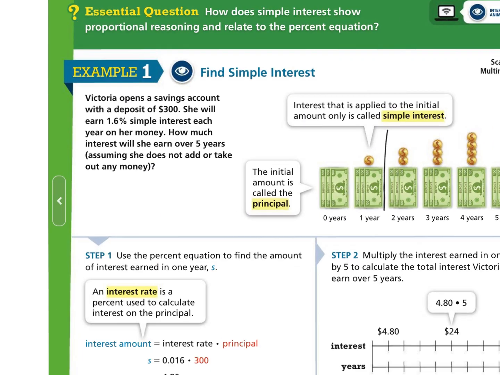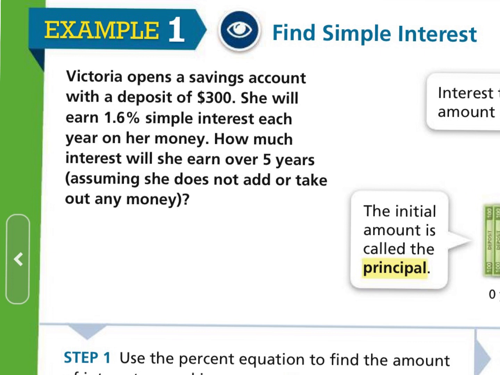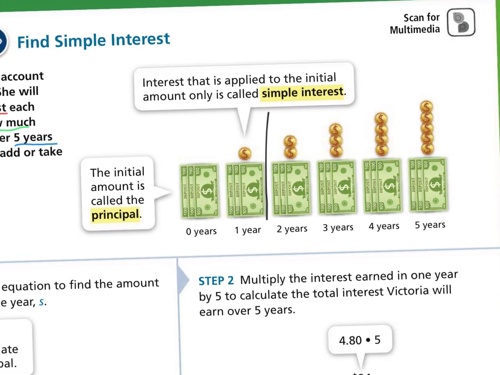So if you look at example 1, Victoria opens a savings account with a deposit of $300. So that's going to be the principal. She will earn a 1.6% simple interest each year on her money. How much interest will she earn over 5 years, assuming she does not add or take out any money? Okay, so the question is, how much interest is she going to earn? Okay, so they mentioned some things over here.